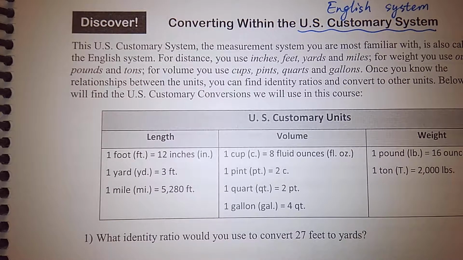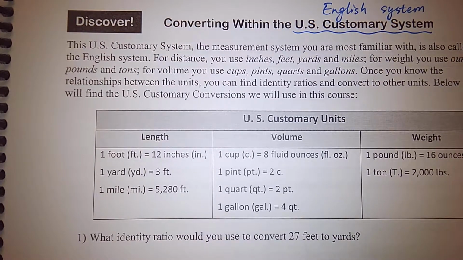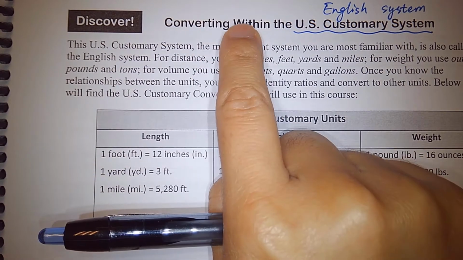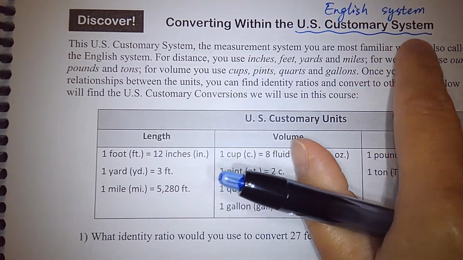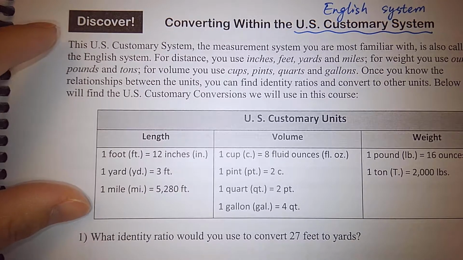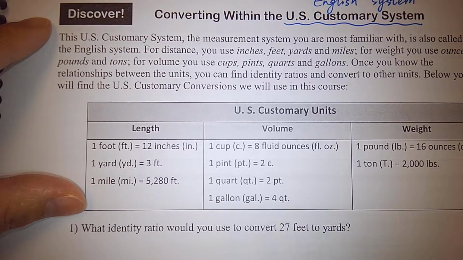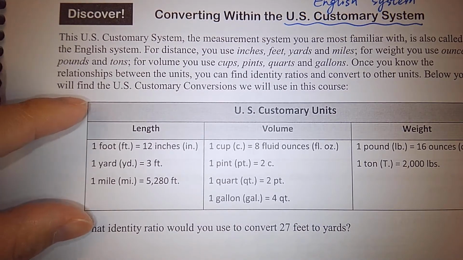All right, so let's go back to page 159. How to do conversions within the U.S. customary system? We're going to use identity ratio methods. Before we look at specific questions, I'm going to ask a volunteer to read the top part of the page, and then we start to look at questions. So Evan, can you read this paragraph and also this table?